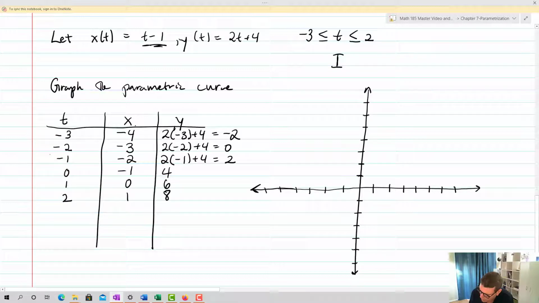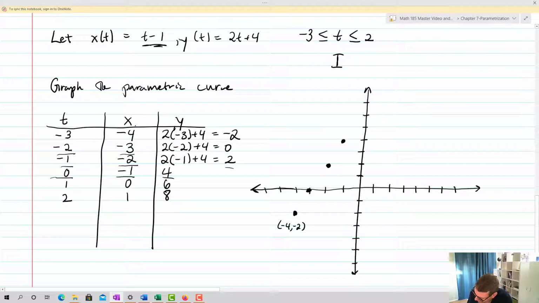So we'll start out and say, when t is -3, I'm going to be at -4, -2. So 1, 2, 3, 4, -2. So we're right there. Then when t is -2, I'm going to be at -3, 0. So there we are, -3, 0. When t is -1, I'm going to have -2, 2. Then when t is 0, we're at -1, 4. So -1, 4.